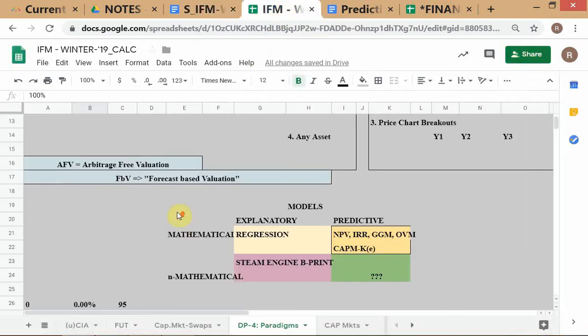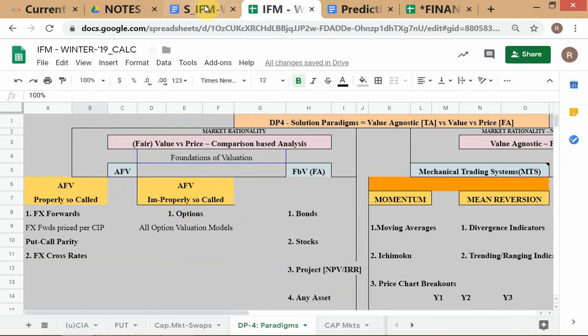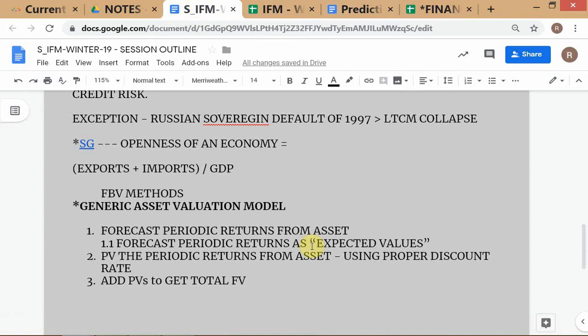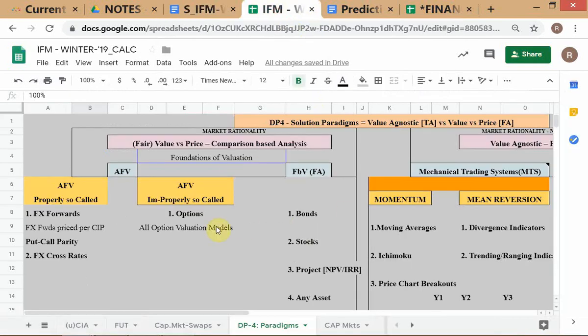So if you use this general principle, the point that we are trying to make here is, perhaps we took a long time making the point, that all these asset valuation models have a commonality. That involves the forecast of the expected returns. Now we are no longer saying forecast of returns. We are saying forecast of expected returns because we have expanded the framework. So forecast of expected returns, discount it, and just add the PVs of all the individual returns.